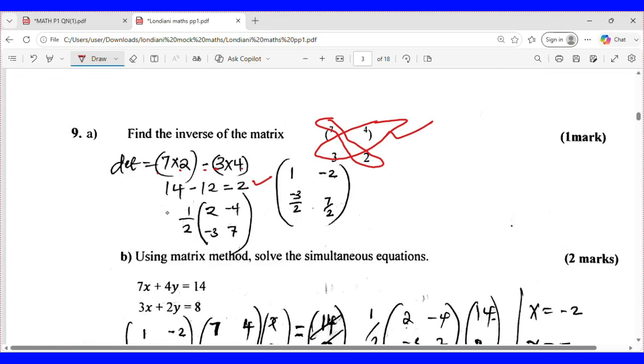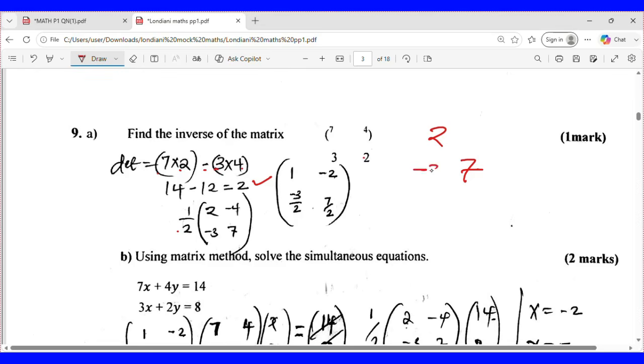So to get the inverse, it is 1 over the determinant. Then you change these values as follows. For you to get the inverse, you need to change these values such that this one becomes 7, and then this one becomes negative 3, and negative 4. Then you multiply with the determinant factor. That's how we interchange to get the inverse.